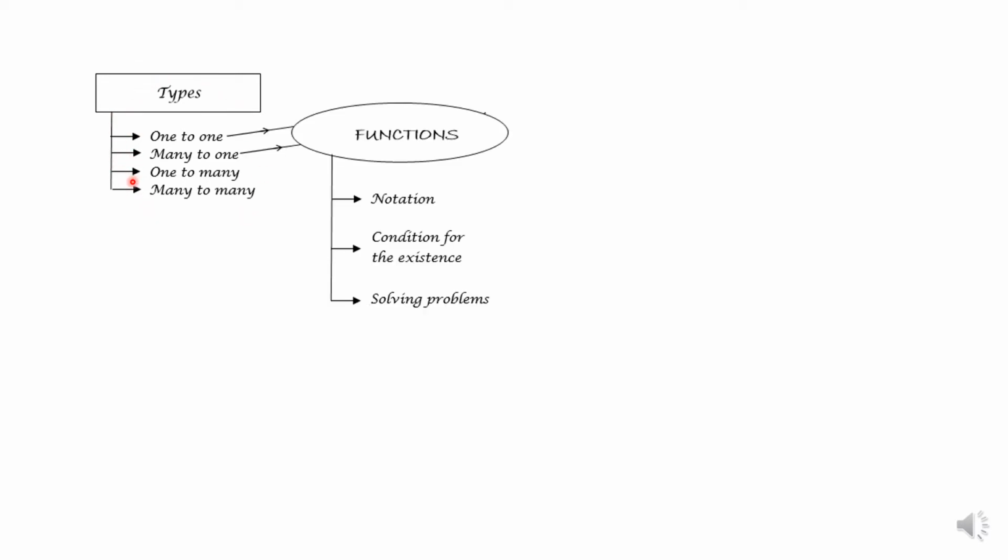Under types of relations, only one-to-one and many-to-one are identified as functions. As for function, you need to know the notation, condition for the existence, and how to solve problems given.